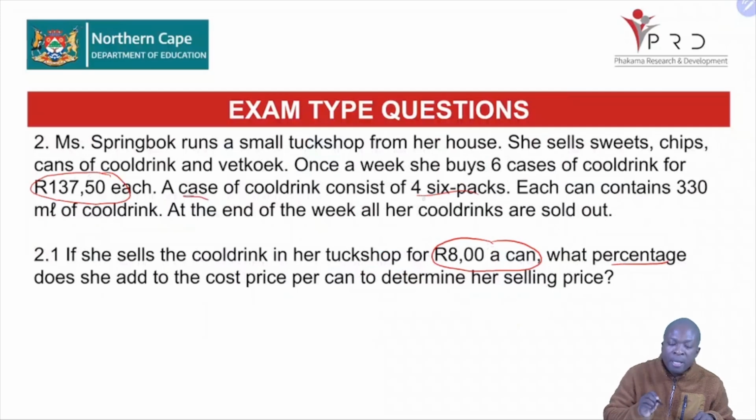And then I've told you how many are in a case. A case is how many? 4 of 6 packs. Now, she's selling each one for 8 rand. So how much percentage was added? I'm giving you 5 minutes. Let's go. 5 minutes, learners.